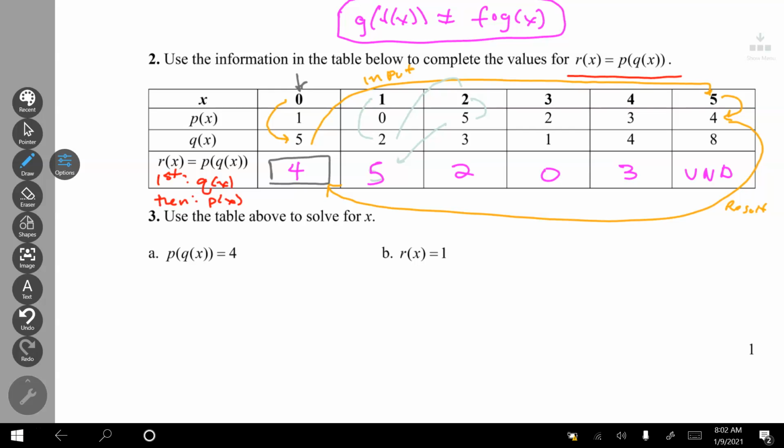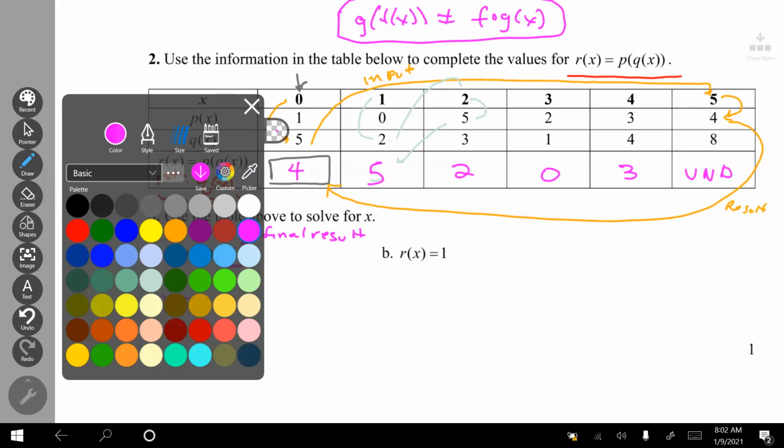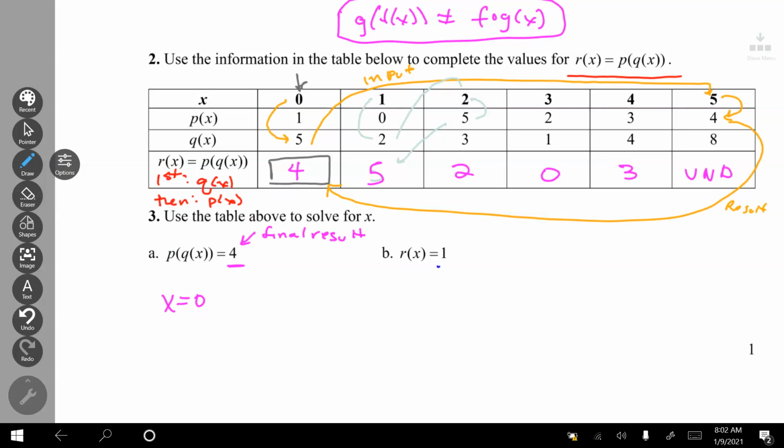So using this table above, I'm trying to find when does p of q of x equal 4? Well, that's the last row, and this is the last final result. So it wants to know what x value did I have to do to get 4 as a final result. Well, that one was x equals 0. And then over here, I want to do the same thing. I'm going to get 1 as a final result, and I don't see 1 anywhere as a final result, so there's no solution to this one.